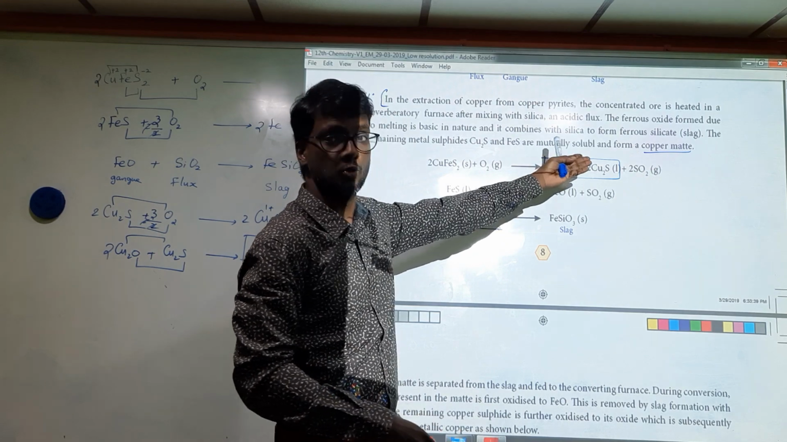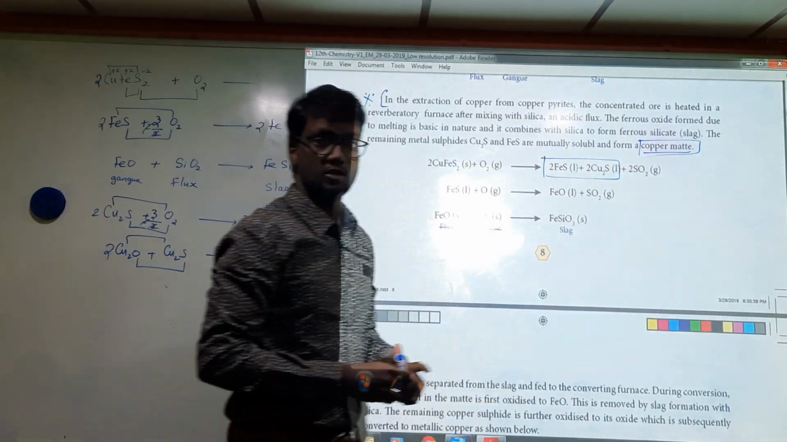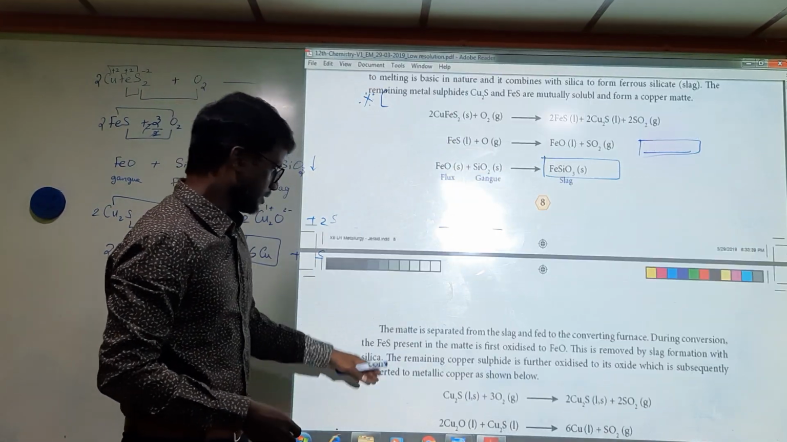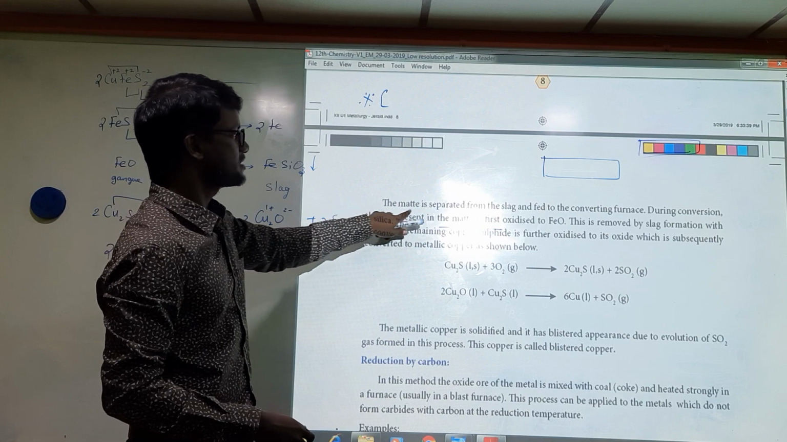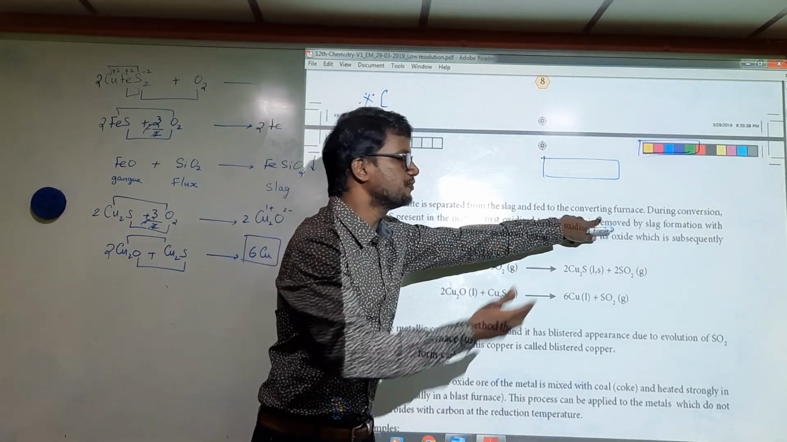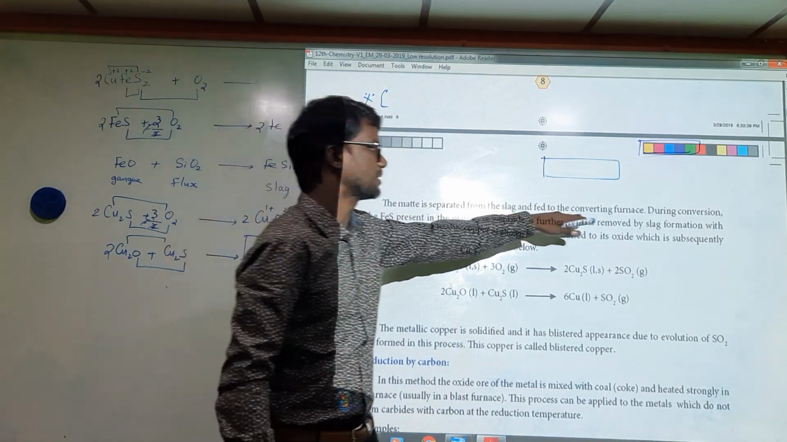It can be asked for 2 marks: what is copper matte? So you can also highlight this. This is how you have to prepare. Now we'll go to the next part. The matte is separated from the slag. The matte is taken out and fed into the converting furnace, also called the Bessemer converter. We learnt in 11th standard what a Bessemer converter is.